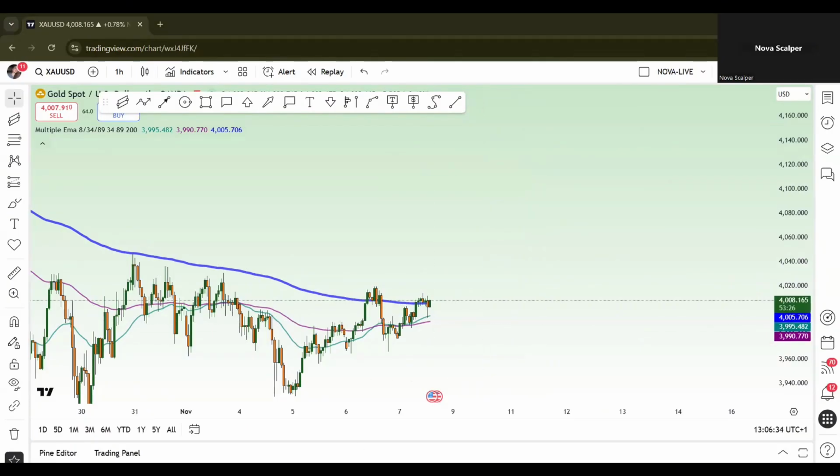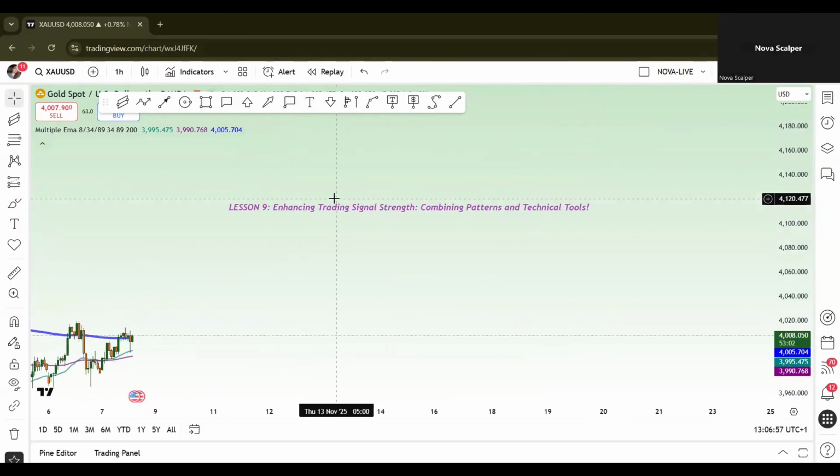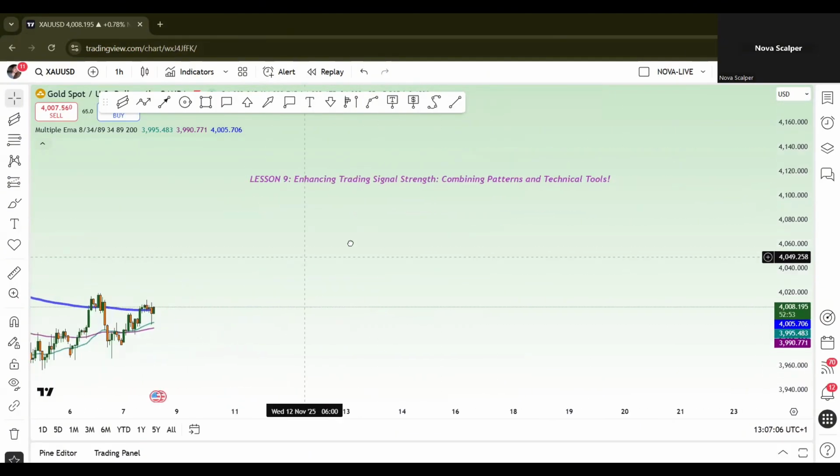I will show you the title of today's lesson on the chart, and I will give you a real example by using the gold chart or other currency pairs or crypto. It also depends on which assets are forming the suitable pattern, like today's lesson. And this is the topic: enhancing trading signal strength by combining patterns and technical tools.